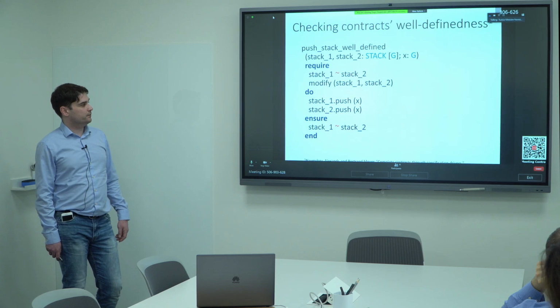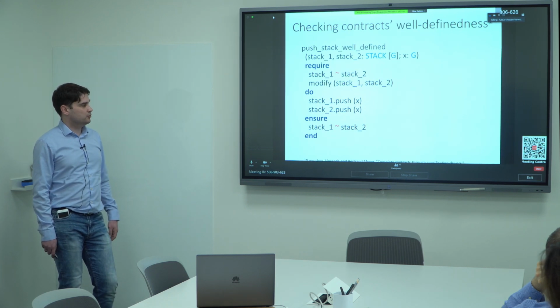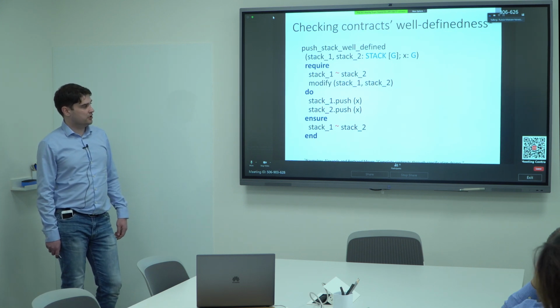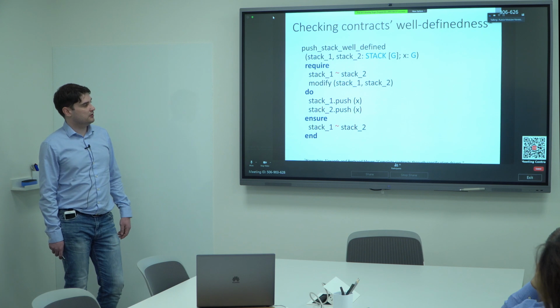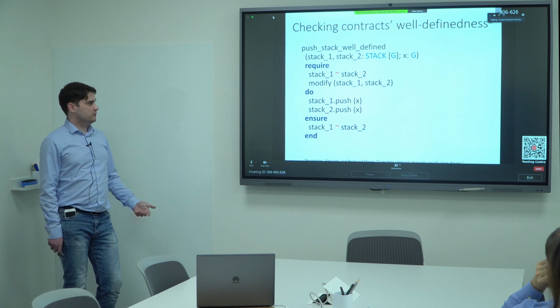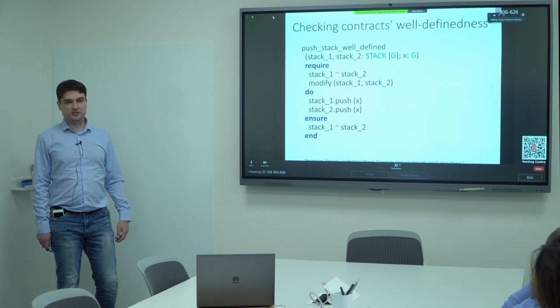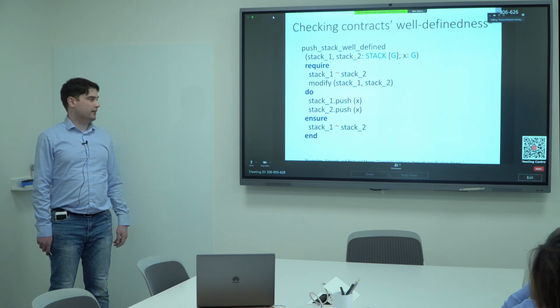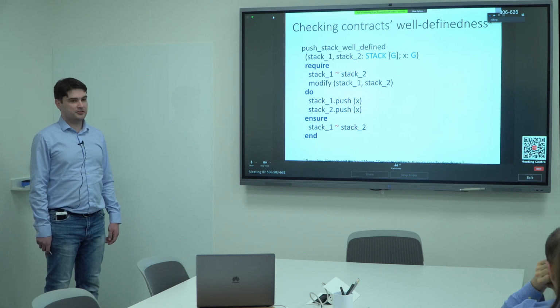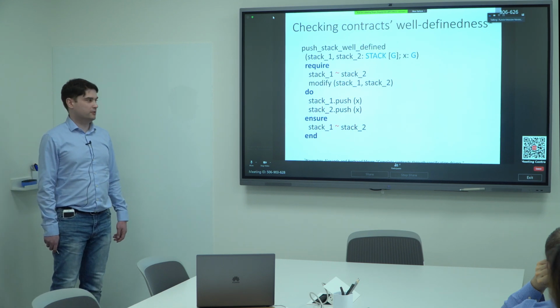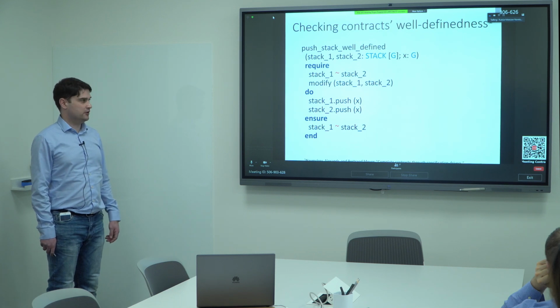In order to do that, the prover looks at the contract of the push operation, the invariant of the stack class, and the contract of the definition of the equality. Okay, so big deal. Let's just say that two stacks are always equal, that the equality definition always returns true. Then we have to make sure that this is not the case.